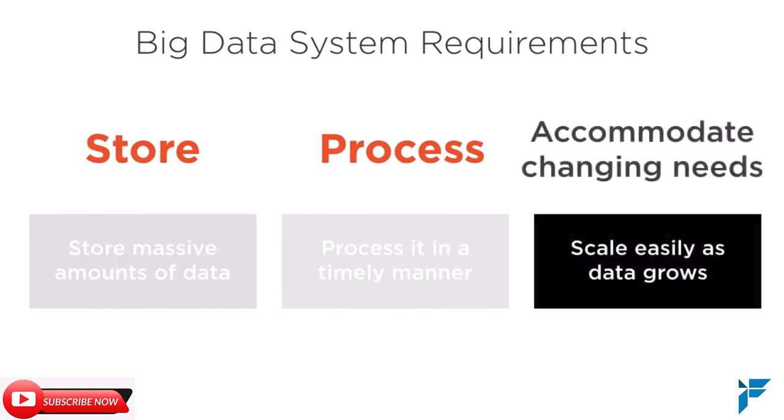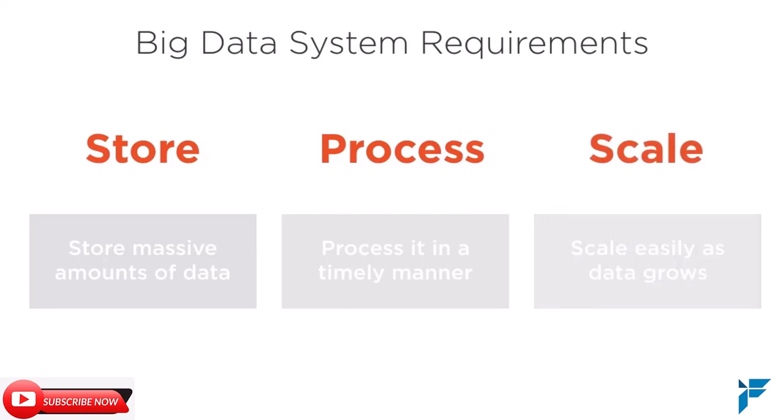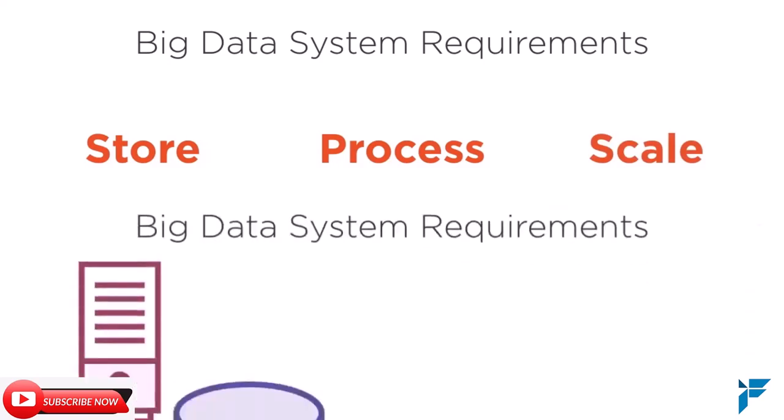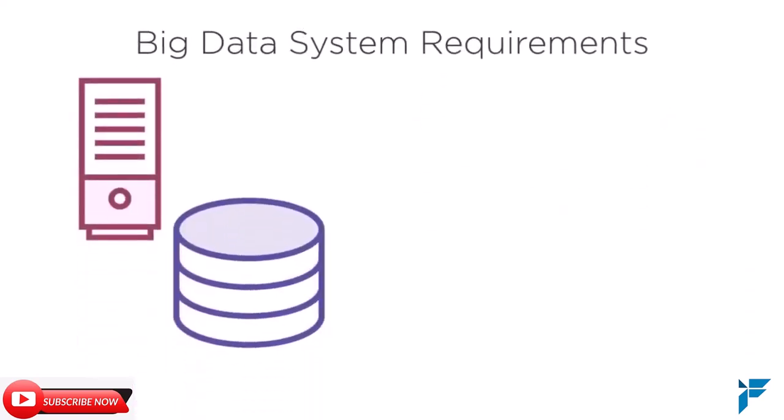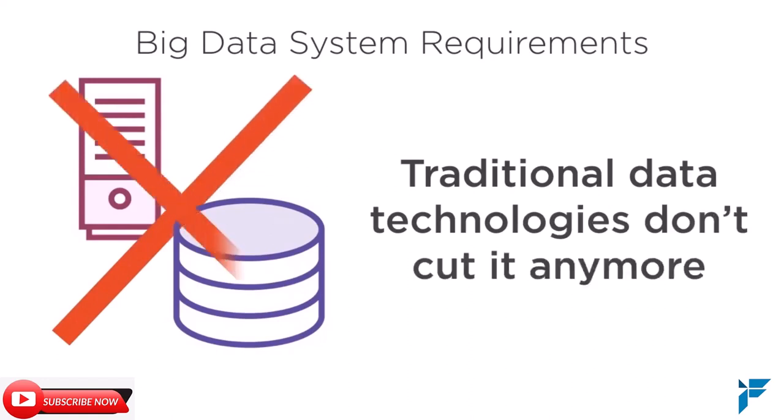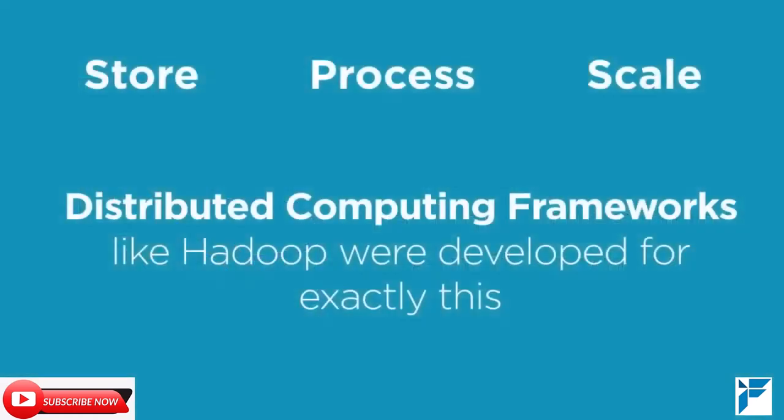Any big data system that you build needs to scale. Storage and processing capacity are useless without the ability to grow them as data grows. Big data system requirements cannot be met by traditional technologies. They don't cut it anymore. In order to get all the characteristics that we require from our system, we need a distributed computing framework. And this is where Hadoop comes in.